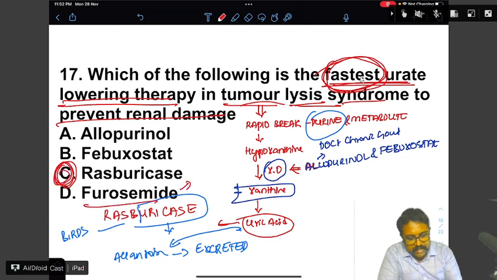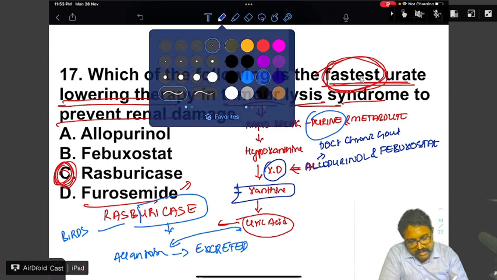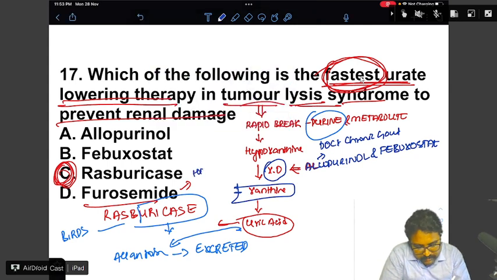So what is furosemide? Furosemide is a high ceiling diuretic. It is also called a loop diuretic.